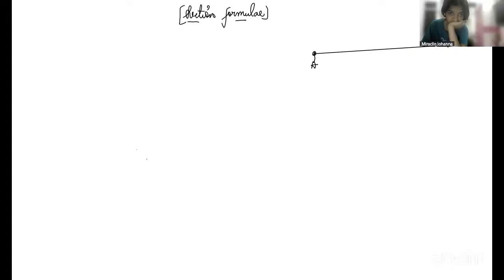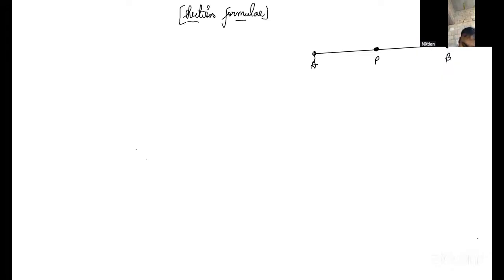For example, we'll take one example. Everyone, please pay attention. For example, this is a line. This is A and this is B. Now there is one point in this AB line named P. A has coordinates of x1 comma y1. B has coordinates of x2 comma y2. And there is one point P.